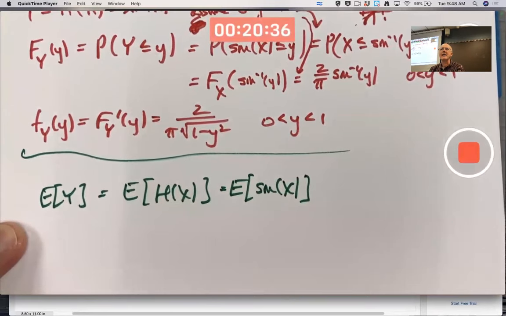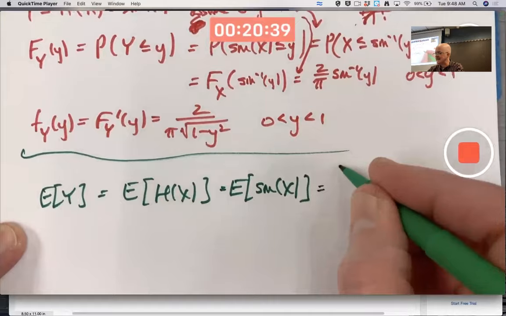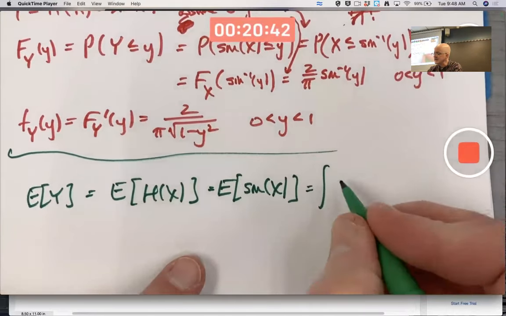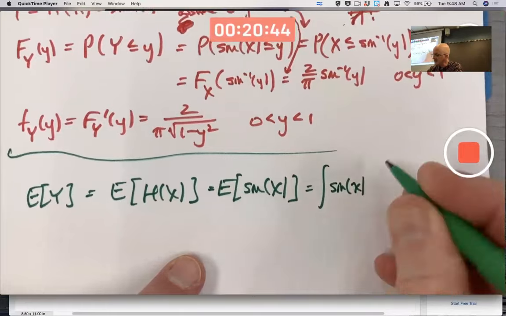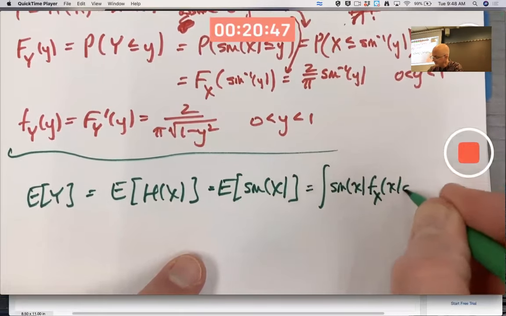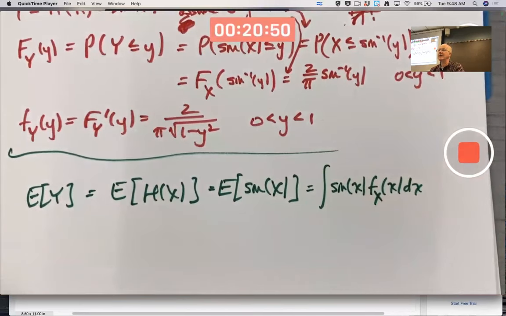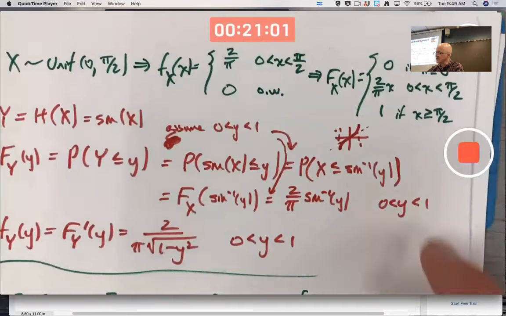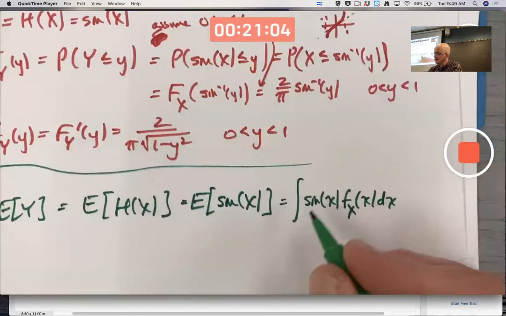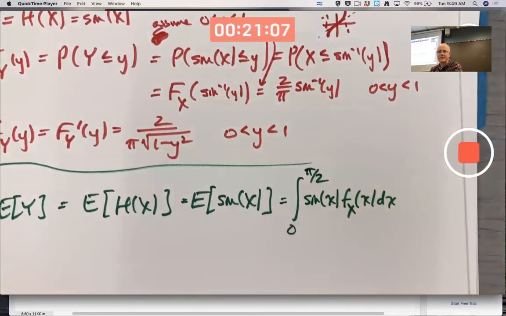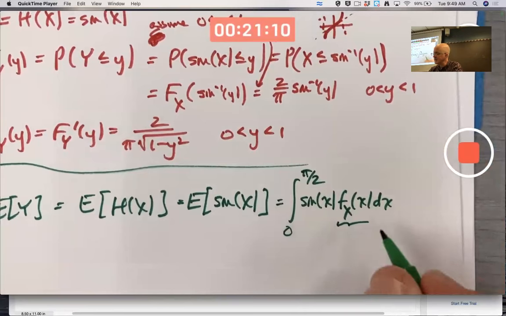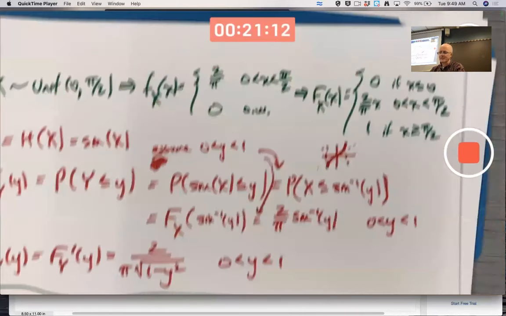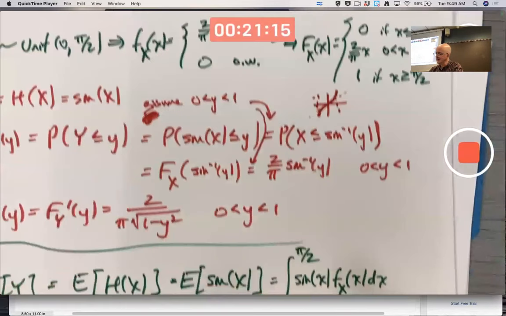Right? And the generalized expectation formula says to integrate whatever that function is, in this case, the sine of x, times the PDF of x over whatever the domain is for the PDF of X where it's positive. That domain is 0 to pi over 2. And the formula for the PDF when X is between 0 and pi over 2 is 2 over pi. So that's a 2 over pi.